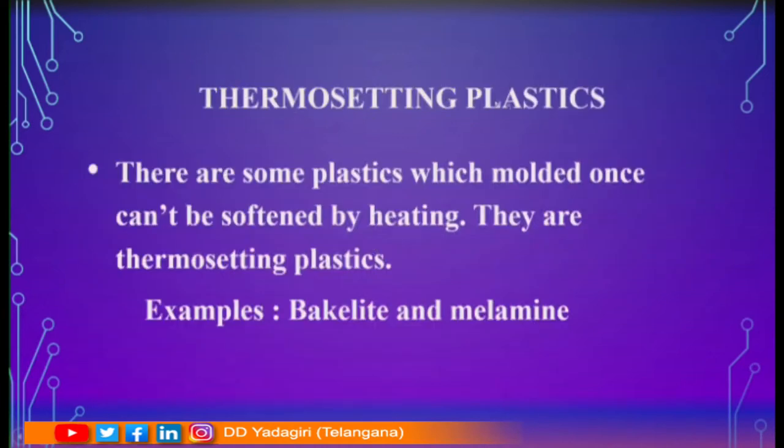Now, thermosetting plastics. This is the second type of plastic. There are some plastics which are molded ones, that can't be softened by heating. They are thermosetting plastics. See here, earlier thermoplastic got softened and reformed. But here, these plastics are not getting softened. They are not becoming soft on heating. Then, what are thermosetting plastics? They are the plastics whose molded forms cannot be softened. For example, bakelite and melamine.